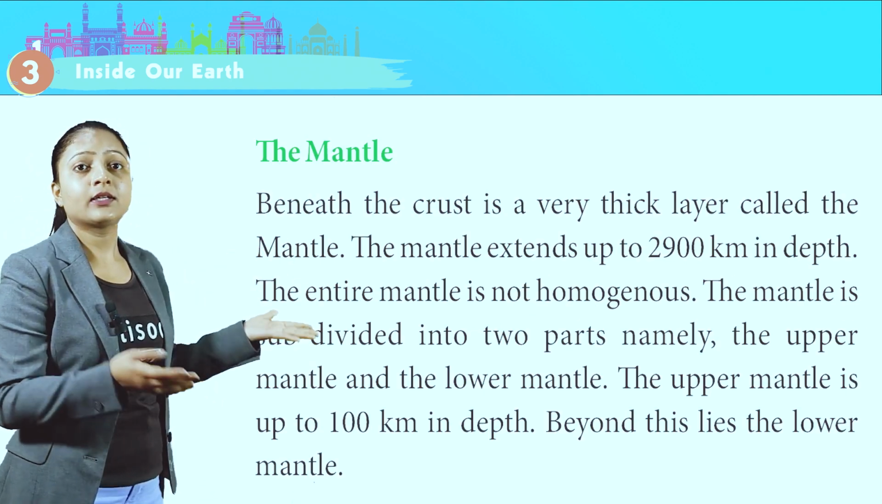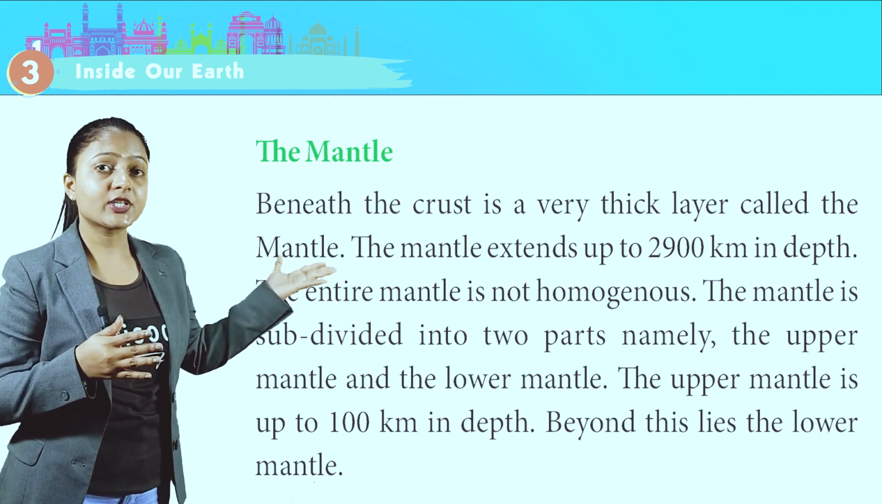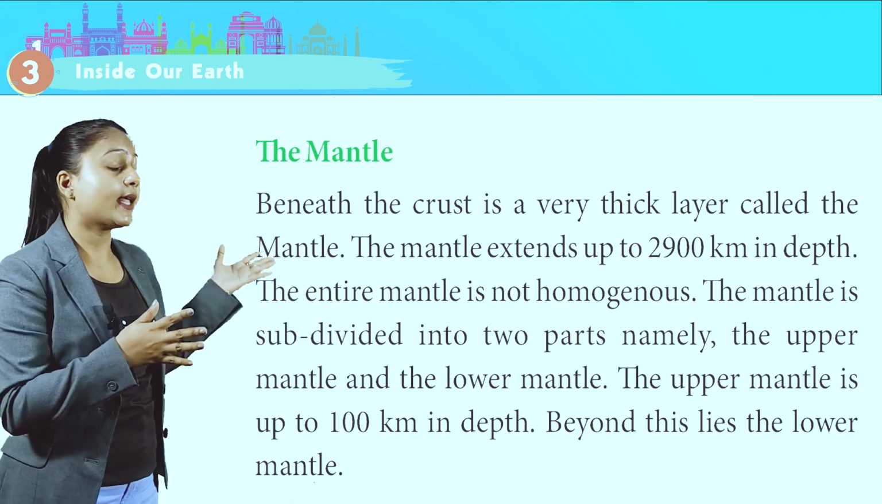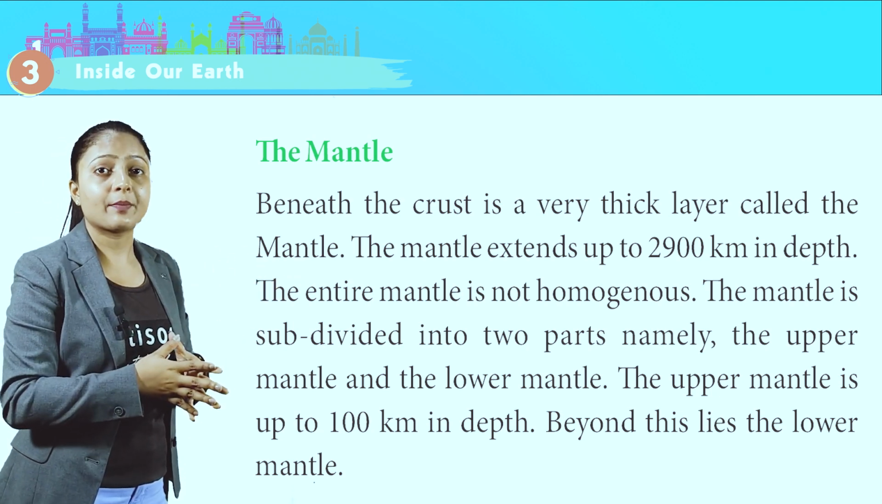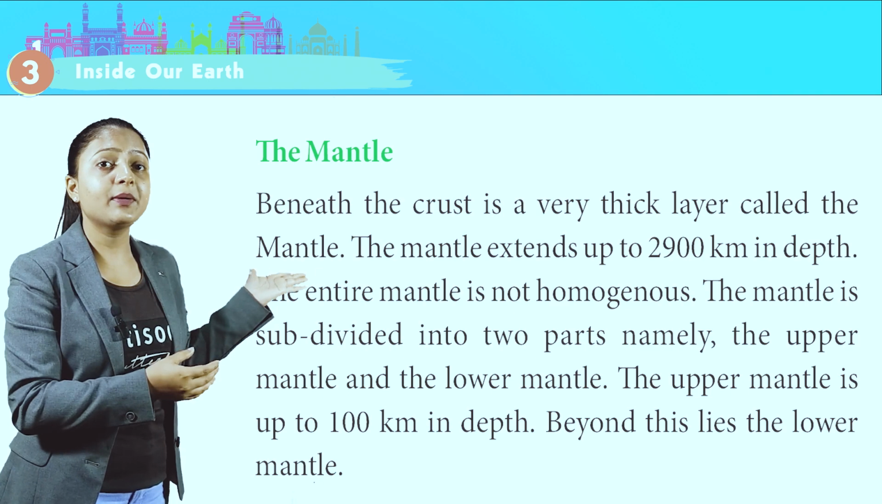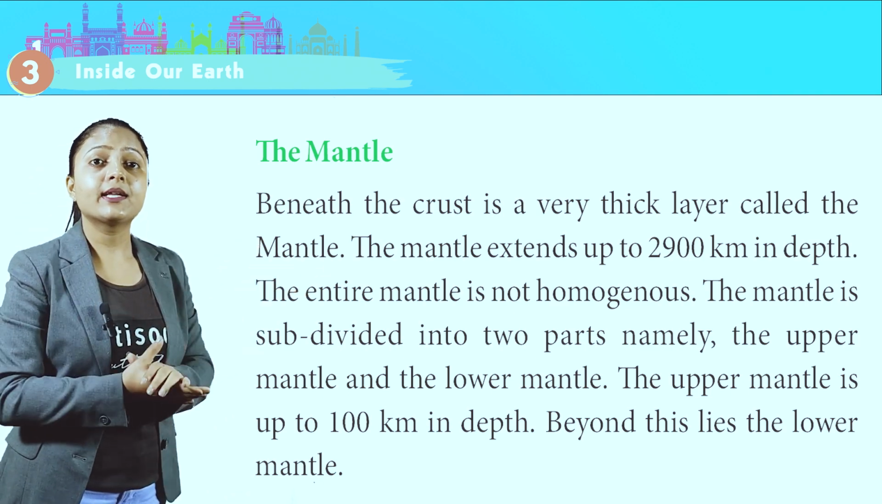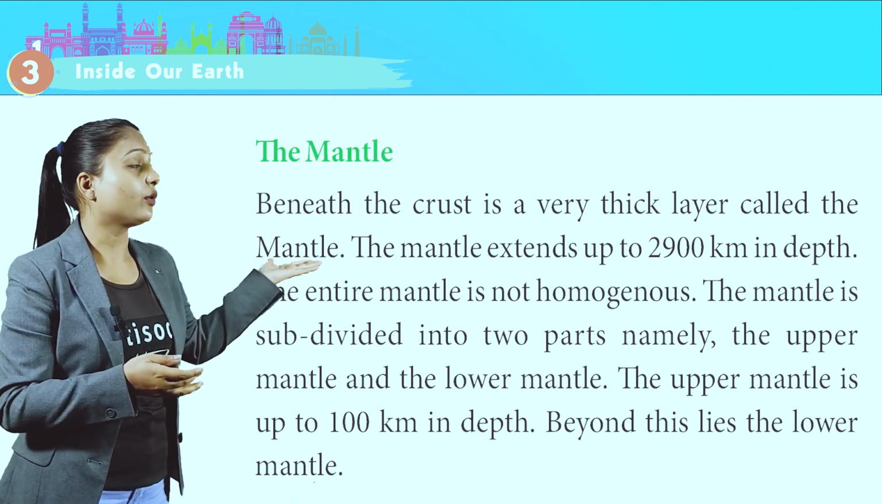The mantle. Beneath the crust is a very thick layer called the mantle. The mantle extends up to 2,900 kilometers in depth. The entire mantle is not homogeneous. The mantle is subdivided into two parts, namely the upper mantle and the lower mantle. The upper mantle is up to 100 kilometers in depth. Beyond this lies the lower mantle.